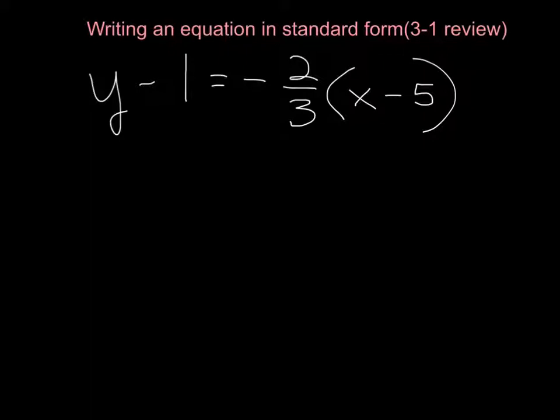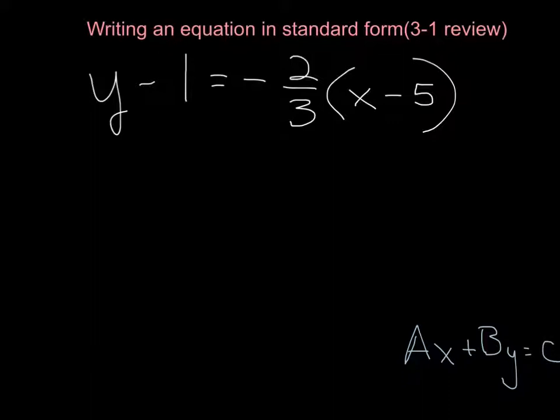We're going to take a look at writing an equation in standard form. This is the 3-1 review, so I would suggest that you go back and re-look over your notes and some of your practice problems to look at this again if you need some extra practice. So we have y minus 1 equals negative 2/3 times x minus 5. What you're trying to do here is get this into ax plus by equals c. That's the form you want to be in.